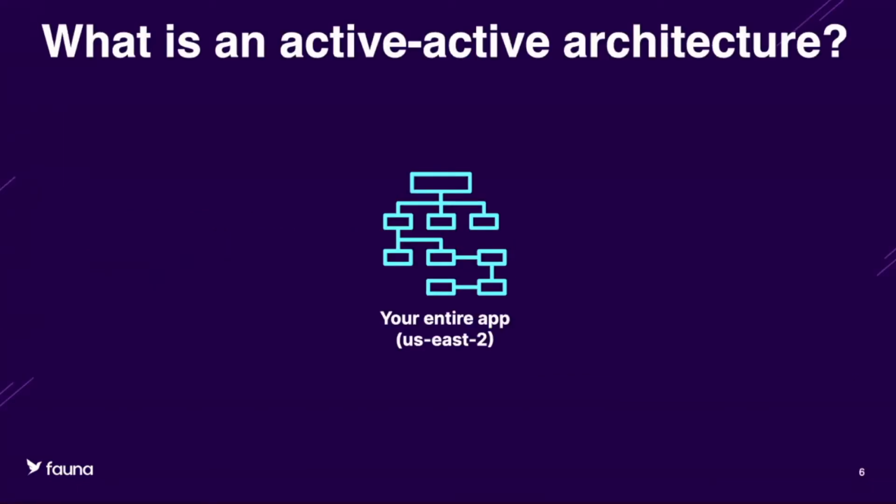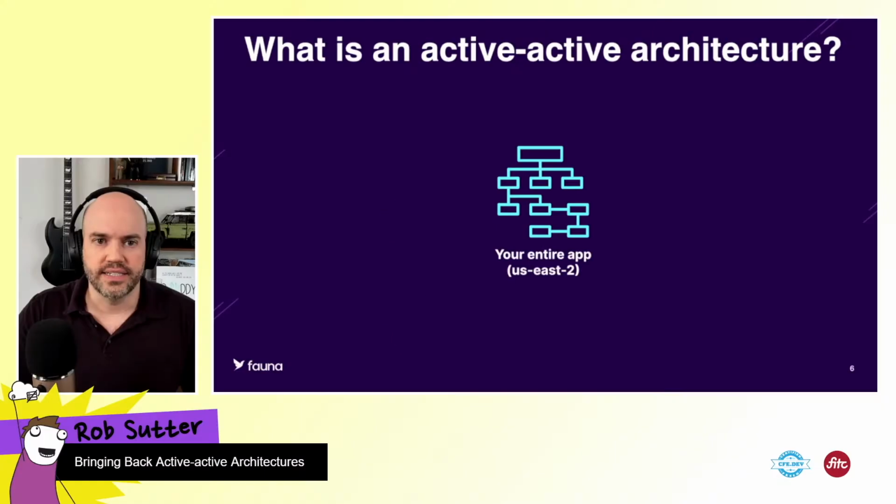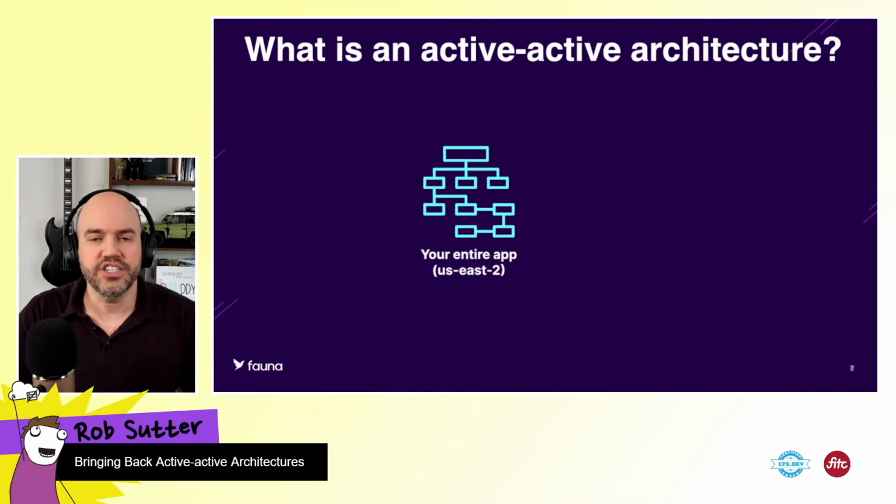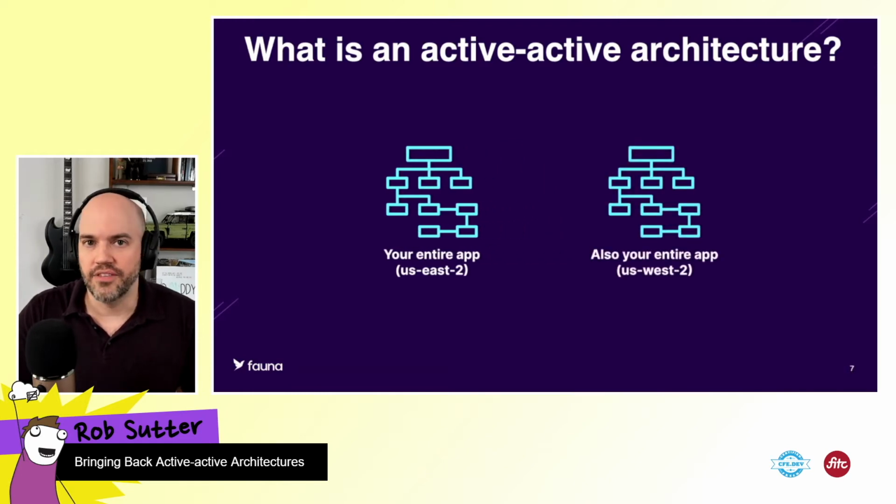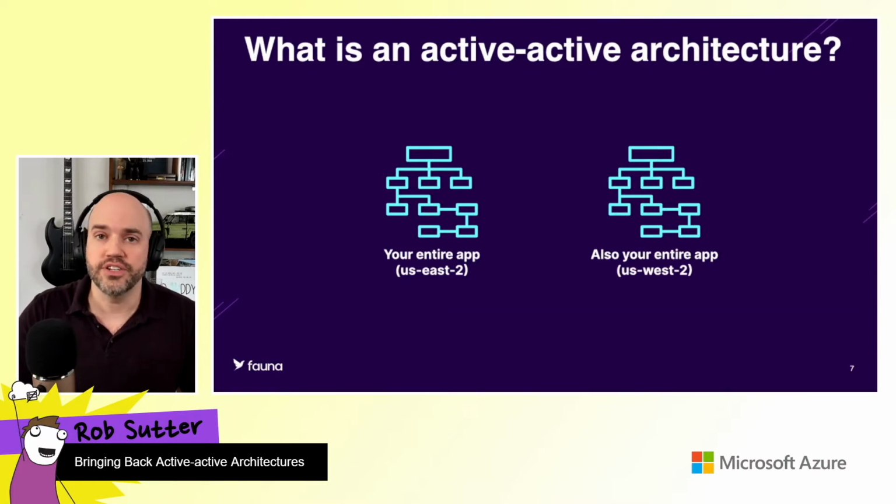If you're not familiar, what is an active architecture? Traditionally, it's a disaster recovery strategy that involves taking your entire application and making another hot or fully provisioned, fully running copy of it in a different location. Since we're talking about the cloud, of course, then that becomes another region for your service provider. It could be another availability zone, but today we're going to be focusing on cross-region active architectures.